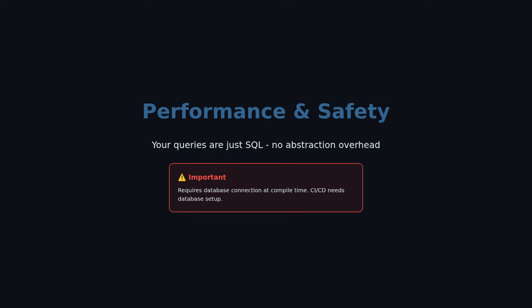SQLx is safe. Like Diesel, it prevents SQL injection through parameterization. The compile time checking catches schema mismatches before deployment. One performance consideration. SQLx requires a database connection at compile time for query checking. This means your build environment needs database access. For CI/CD, you need to set up a database or use the offline mode with prepared query metadata.